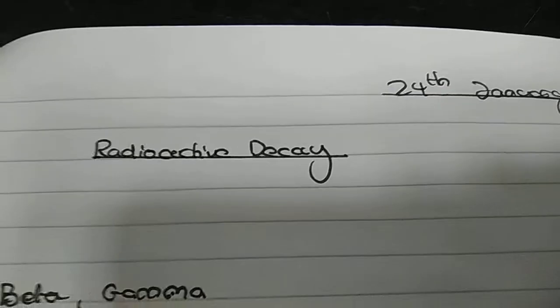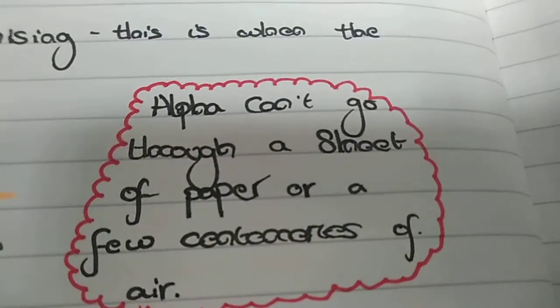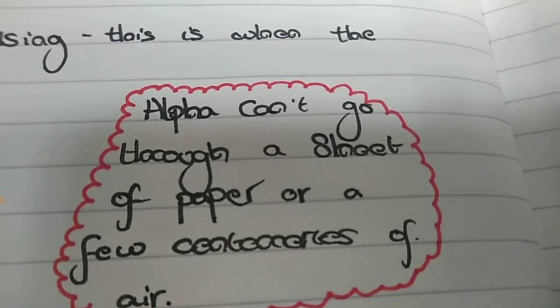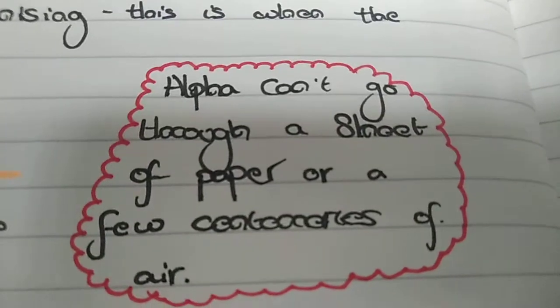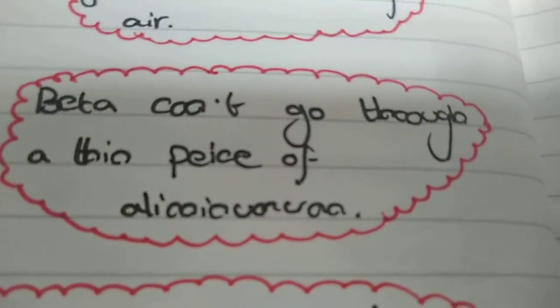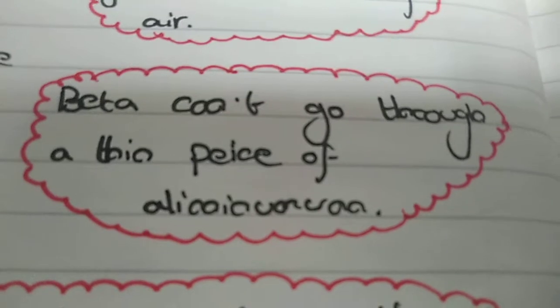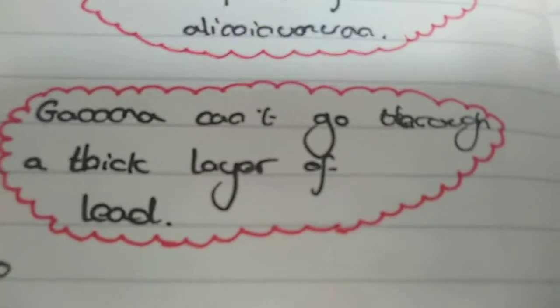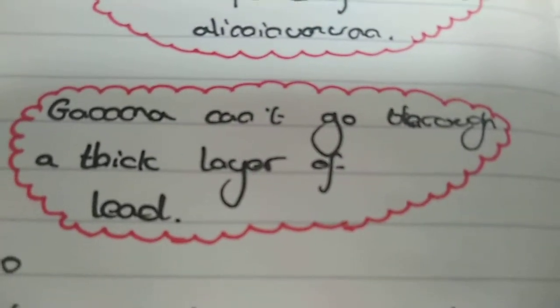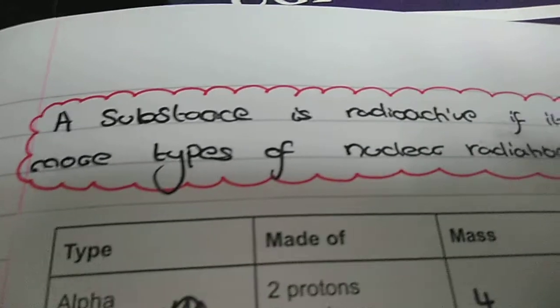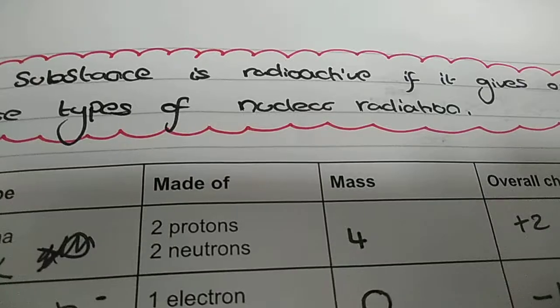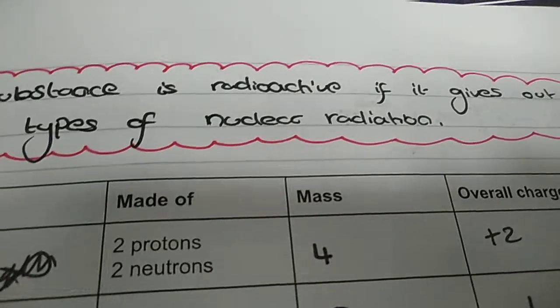Radioactive decay. Alpha can't go through a sheet of paper or a few centimeters of air. Beta can't go through a thin piece of aluminium. Gamma can't go through a thick layer of lead. A substance is radioactive if it gives out one or more types of nuclear radiation.